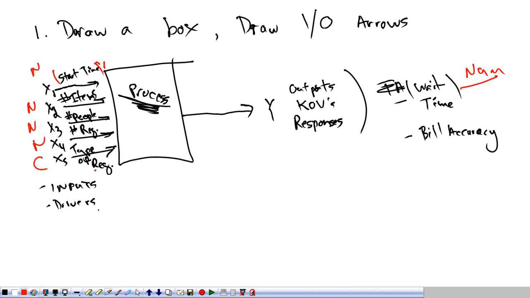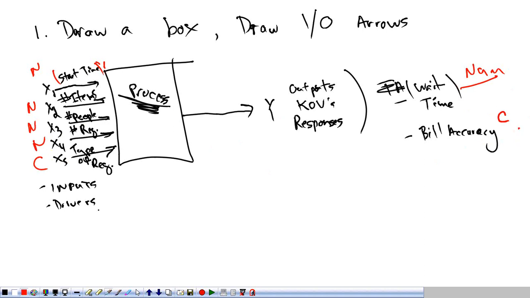Okay, got it. So here's now the point. If we look at bill accuracy, a bill is either accurate or it's not. It's either correct or it's not. So bill accuracy, if I'm looking at a single data point, this is a little bit tricky. If I'm looking at a single bill, it's going to be a cat. But if I'm looking at it aggregated over a week or something like that, it might be a num.